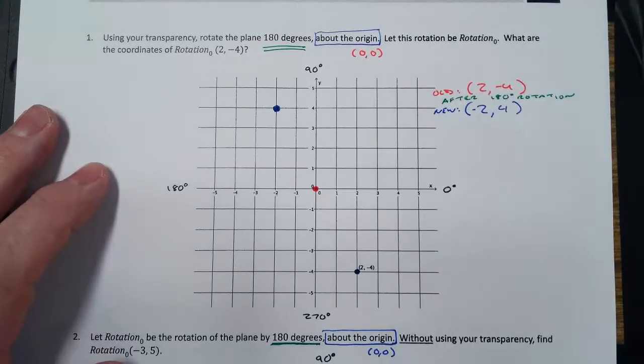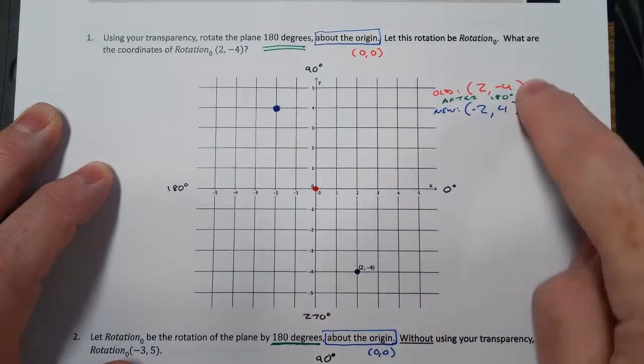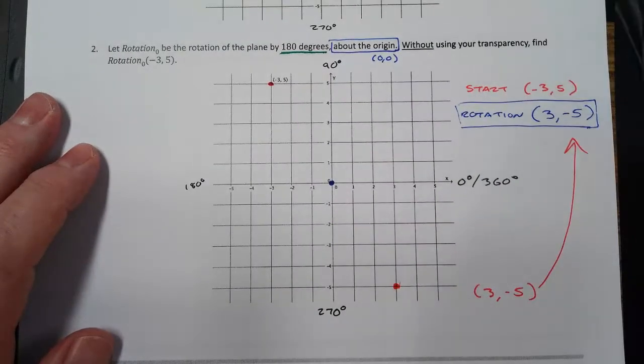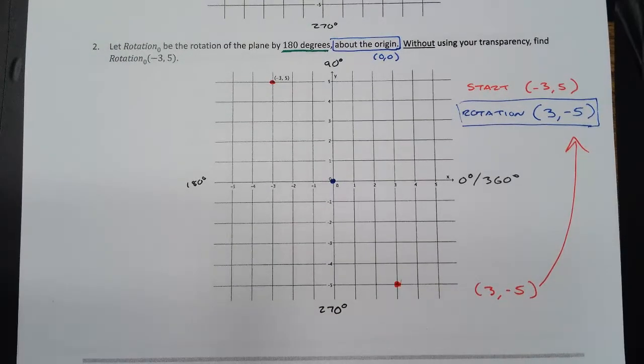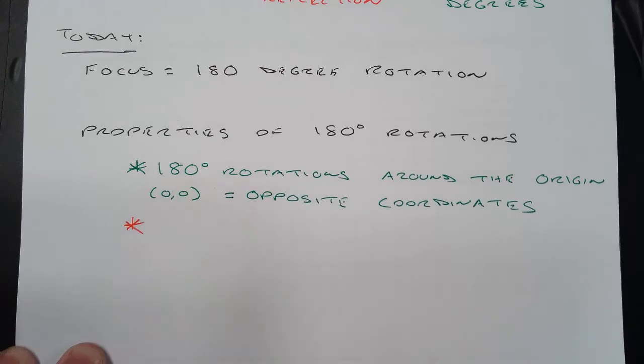And you can see it in number 1, where 180 degrees changed 2, -4 into -2, 4, opposite coordinates. And you can see it in number 2, where -3, 5 turned into 3, -5, opposite coordinates. So that is just one trick you can do. If someone asks you coordinates after a 180 degree rotation, you can answer them without your transparency. Just make the coordinates opposite. Now remember, this only works for 180 degree rotations. So it's a special case. It's a special type of rotation.